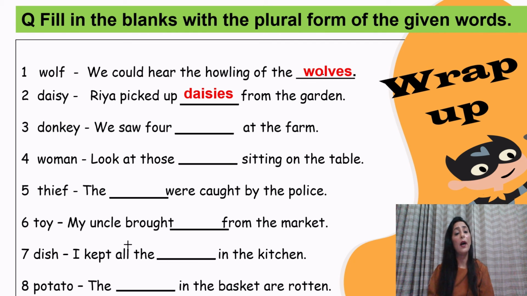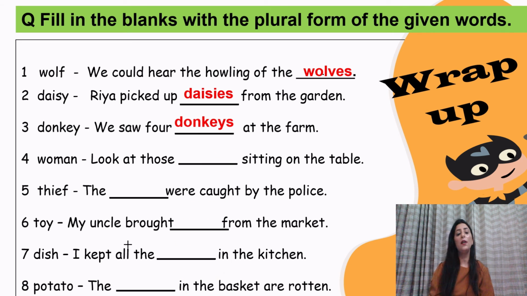Now third one, donkey. We saw 4 dash at the farm. So now the word donkey is ending with letter Y and before Y there's a vowel E. So when there's a vowel before Y, we know we simply need to add S to form its plural form. So donkey becomes donkeys.